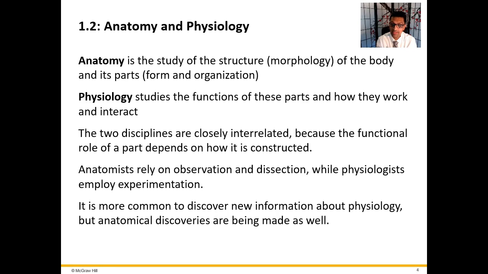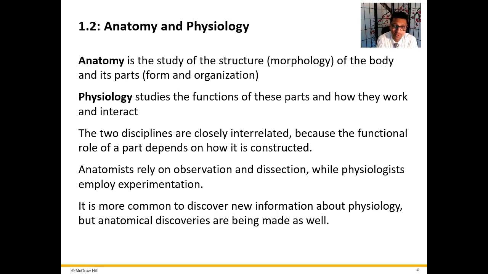So the anatomy would be, let's just say, the biceps. The physiology would be, how does it work? How do the sarcomeres contract? How do actin and myosin work? How does calcium come in? How do troponin and tropomyosin and all that stuff play a role? So that's the physiology of it. The anatomy is easy. The bicep is the bicep.